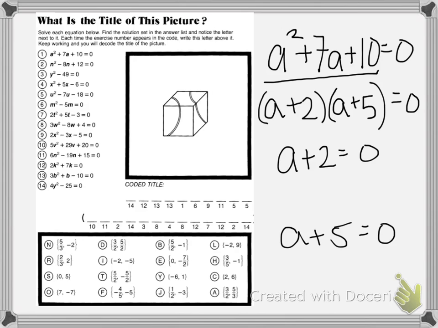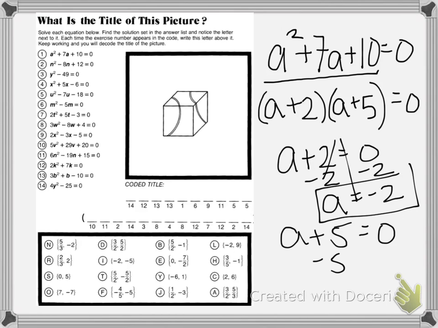So we're going to solve for this one. That's a minus 2 from both sides. That's a equals a negative 2. And don't forget, you got to do this one. A equals a negative 5. 2 solutions. Now look at the answer key over here.